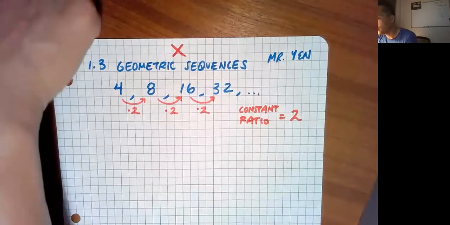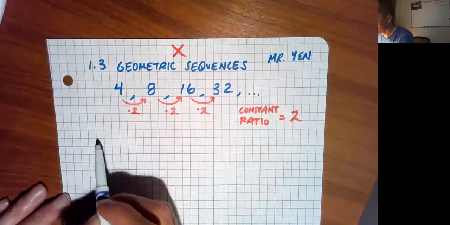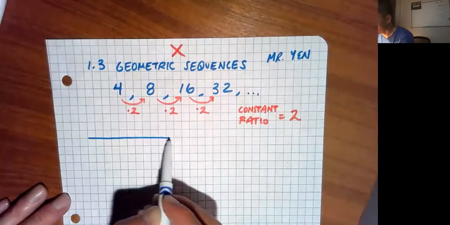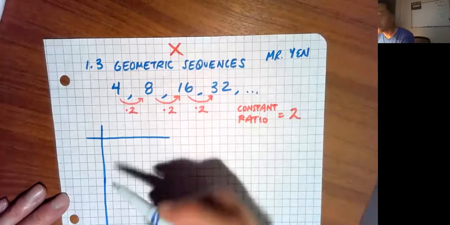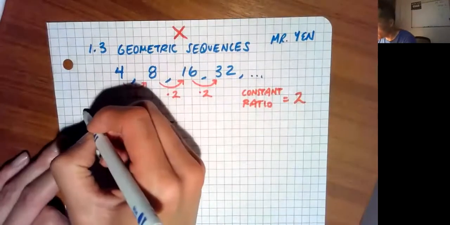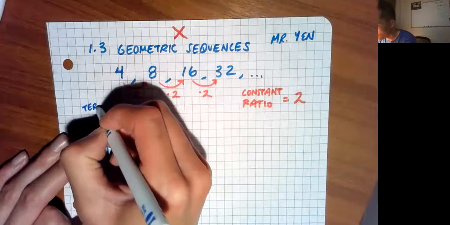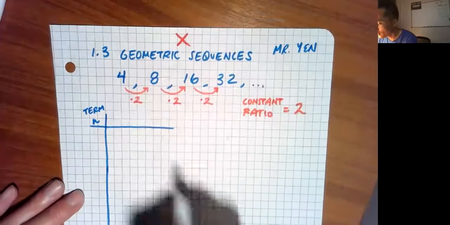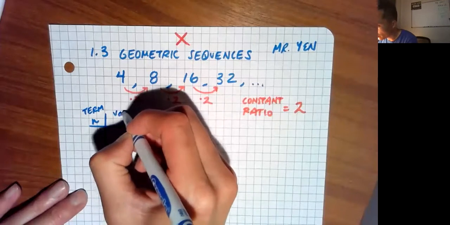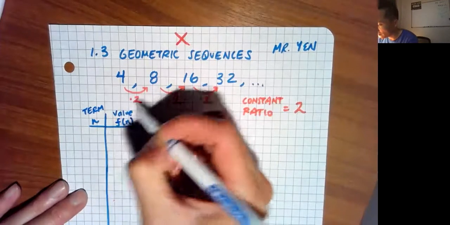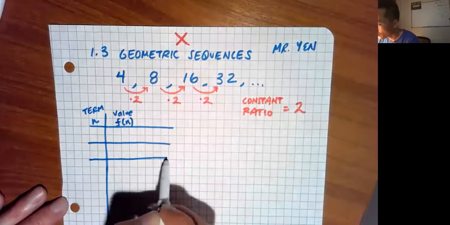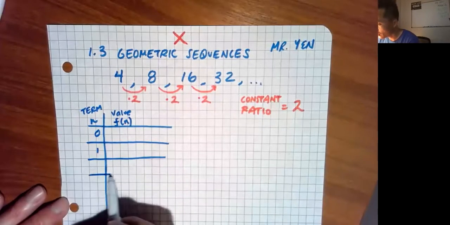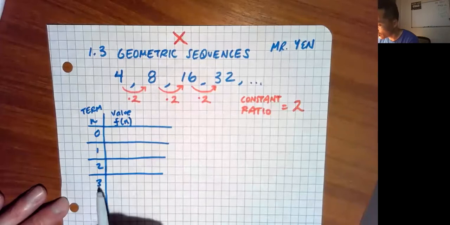Now let's make a table. And let's put term number on the left. Call that n. And then we'll have the number value here. We'll call that f of n. Start with 0, 1, 2, 3, and 4, like that.